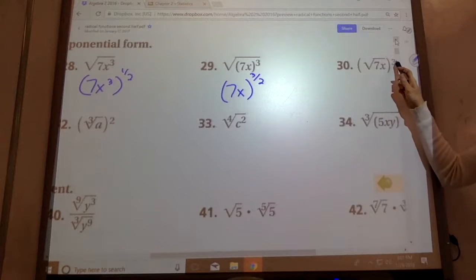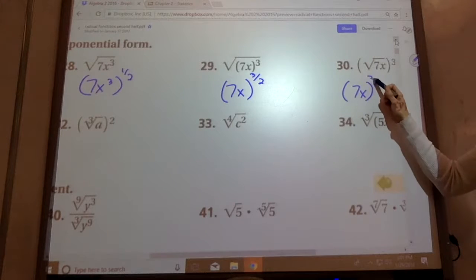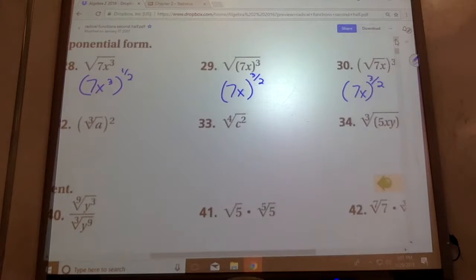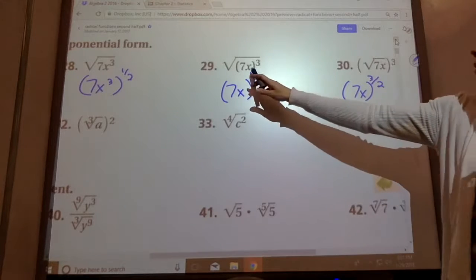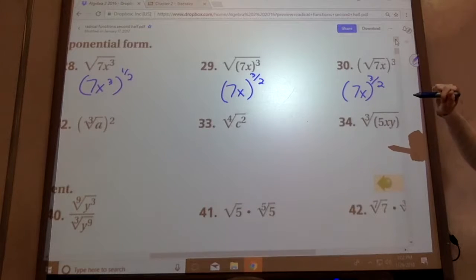See the difference? If it's in parentheses, that makes a big difference. And again, when the 3's outside, it's the same thing. This would still be 7x to the 3/2. That 3 is still the m. It's still the power. So these two, again, are the same. The 3 can be underneath, or the 3 can be outside.